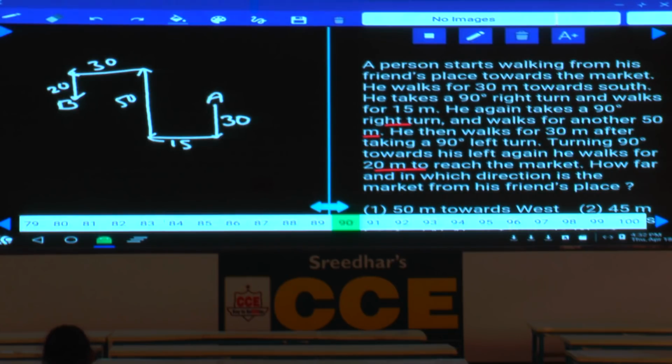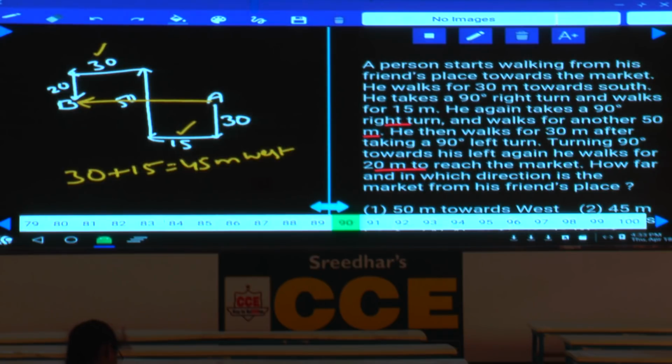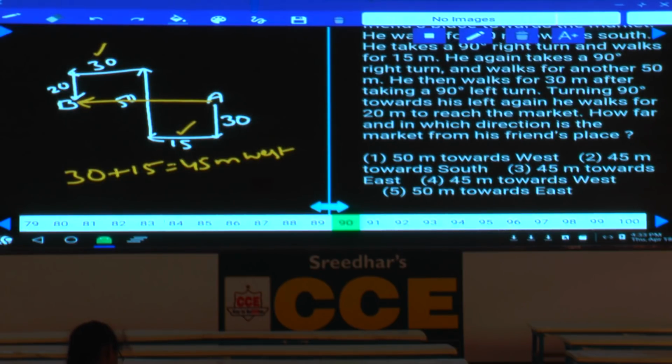Then what is the question here? The question is how far and in which direction is the marketplace from his friend's place. Now his friend's place is A and B is the marketplace. Tell me what is the distance between B and A. Now 30 towards west and 15 towards west, both are towards west, and 30 plus 15 is 45 meters towards west. So 45 meters towards west, choice 4 again.